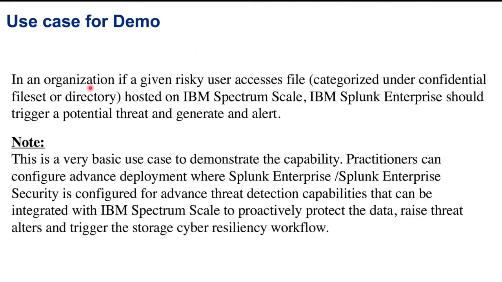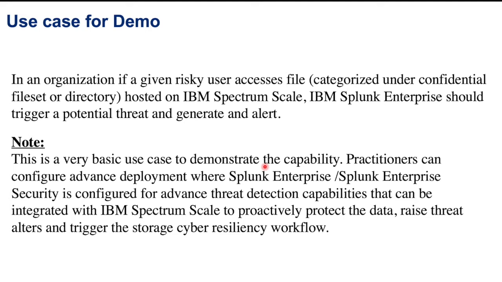So what's the use case for the demo? In an organization, if a given risky user accesses a file, that file could be a confidential file or an intellectual property file. We will categorize that file and keep it under a confidential file set or a directory hosted on IBM Spectrum Scale. And we should be able to see that SPLUNK Enterprise triggers a potential threat and generates an alert.